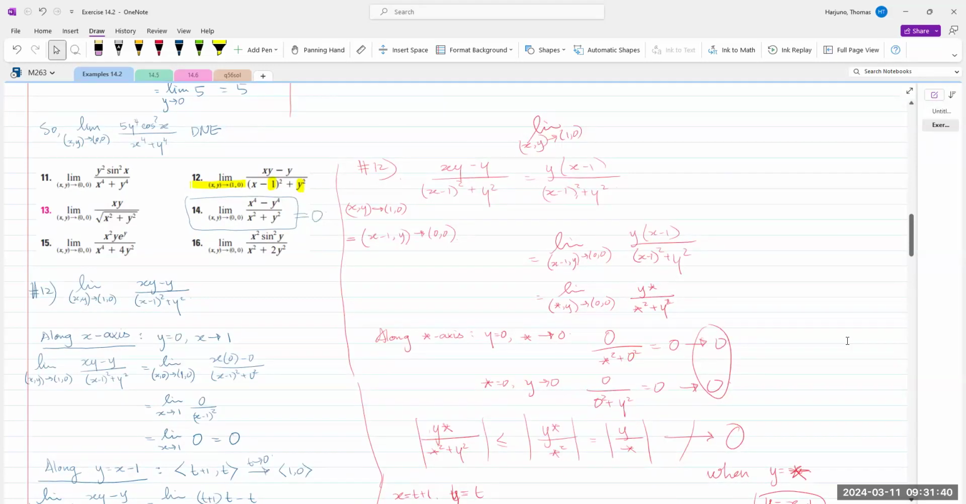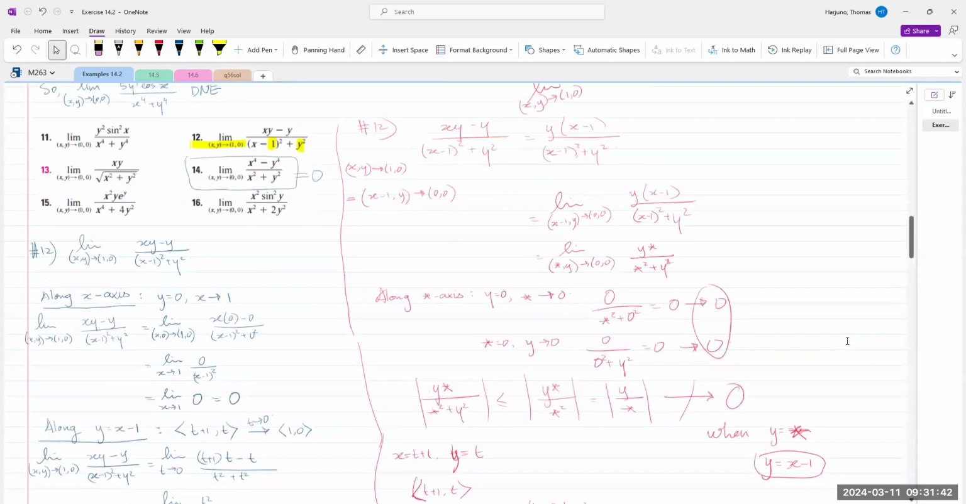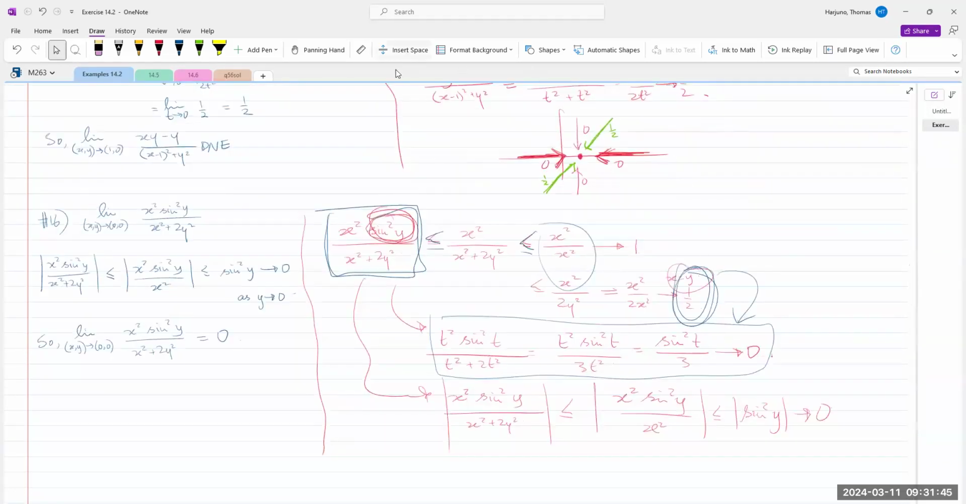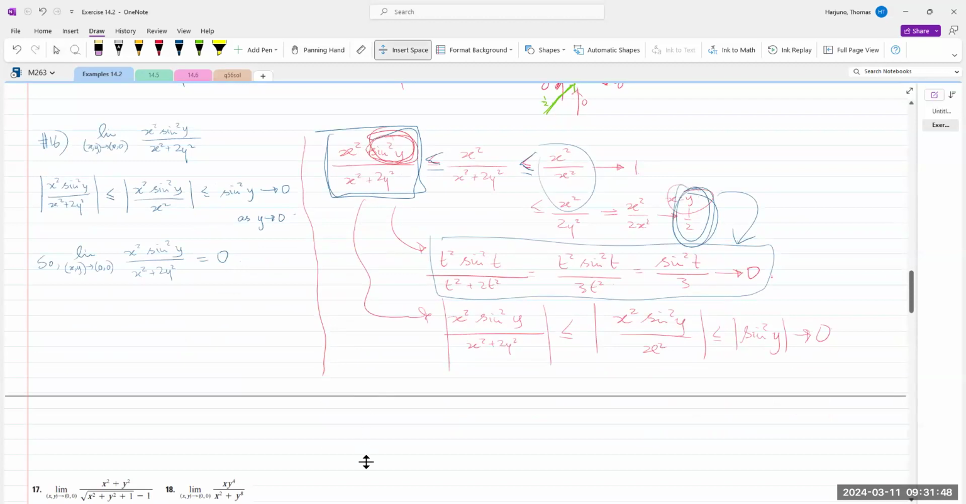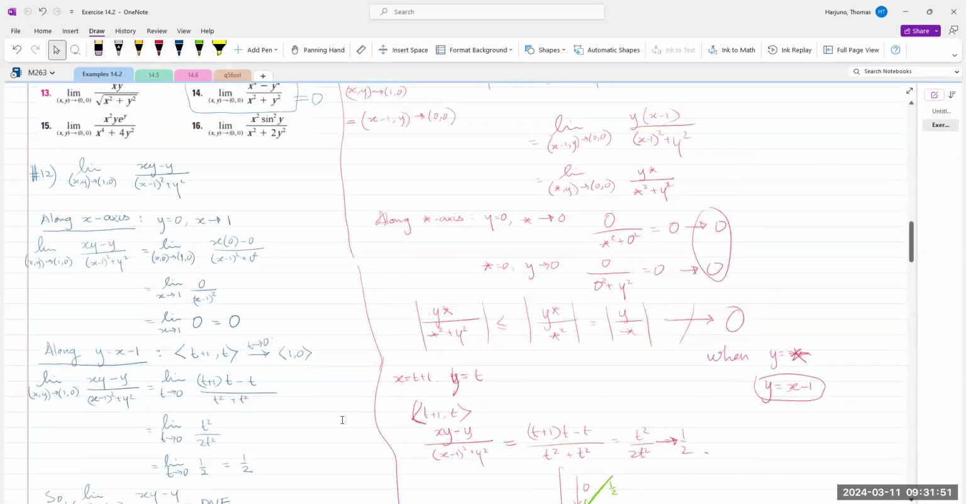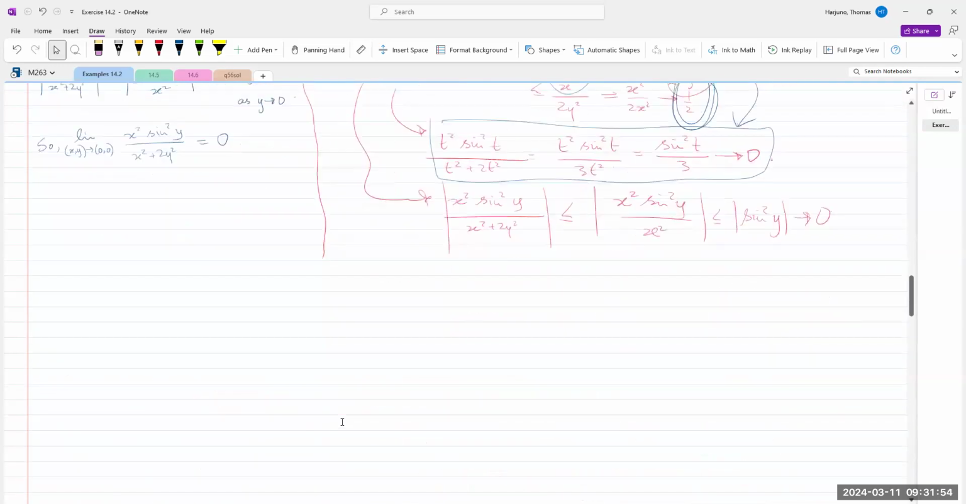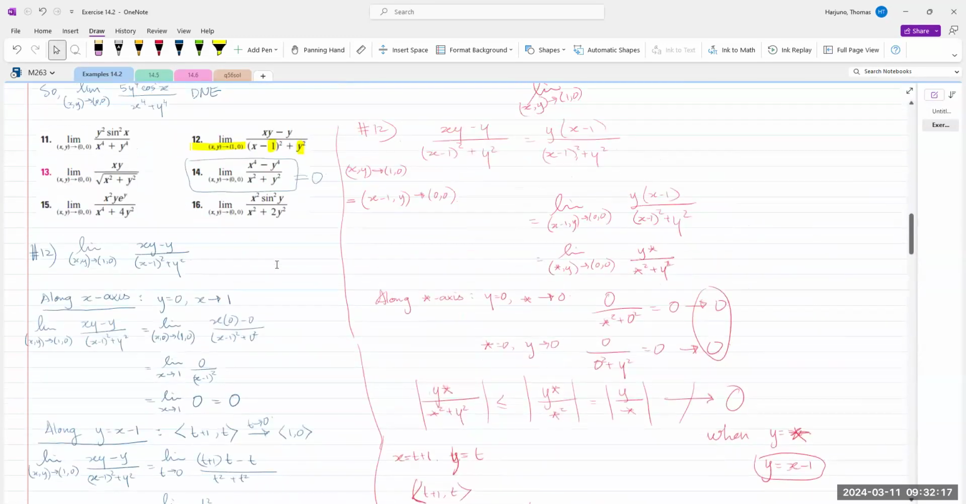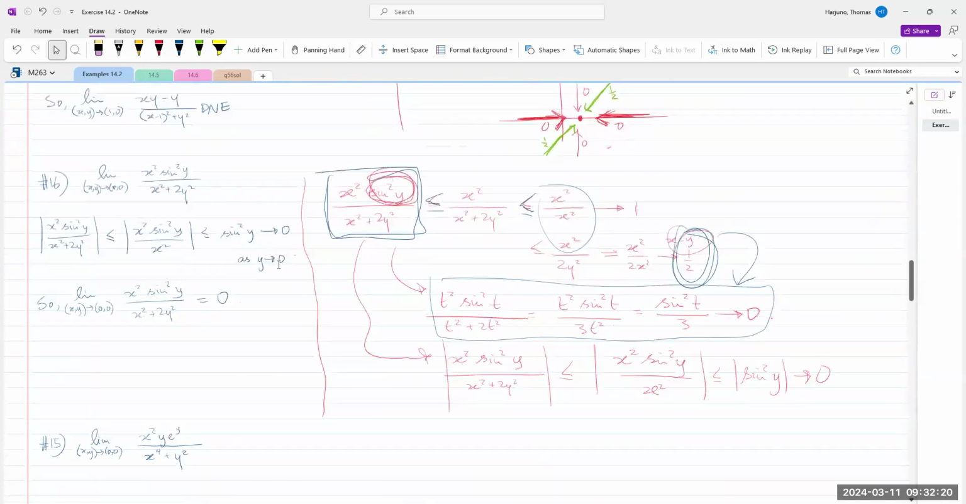Can we try number 15, Thomas? That looks ugly. Okay, why not? Number 15: limit as (x,y) goes to (0,0) of x squared y e to the y over x to the 4th plus y squared. Is it the question? x to the 4th plus 4y squared.